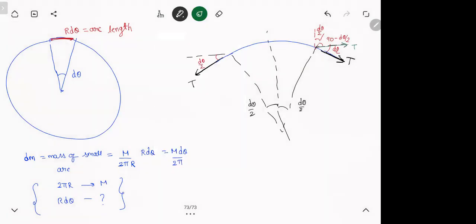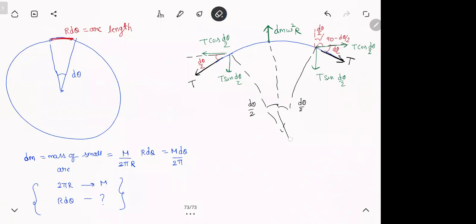This will be T cos d theta by 2. Vertically downward T sine d theta by 2. This is also T sine d theta by 2. This is also T cos d theta by 2. And the centrifugal force is away from the center, which is dm omega square r. You can clearly see the vertical components are balancing the centrifugal force and the horizontal components are cancelling out. So we get 2 times T sine d theta by 2 is dm omega square r.